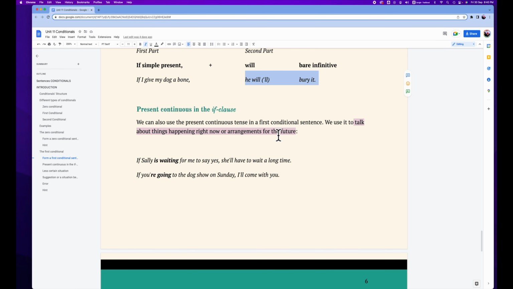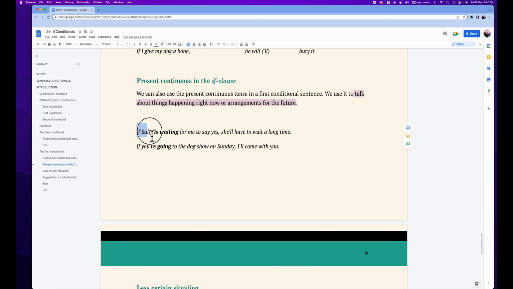We can use continuous tense at part A, to talk about things happening right now or for future arrangements, which means continuous tense and future tense. For example, if Sally is waiting for me to say yes, she will have to wait a long time. If you are going to the dog show on Sunday, I'll come with you. Both of these are either happening or will happen, but we never use will plus a bare infinitive in part A. Then how about using conditionals for less certain situations?